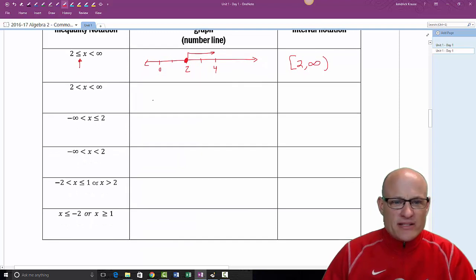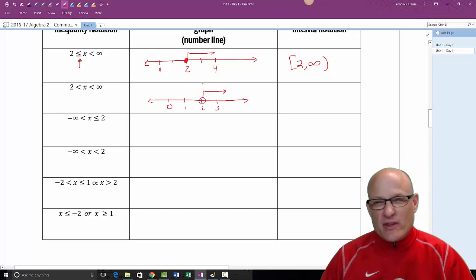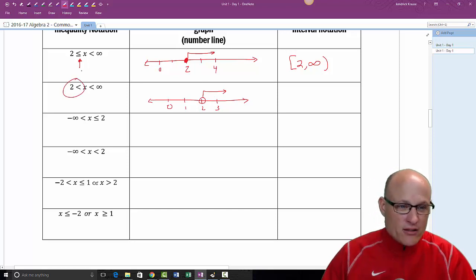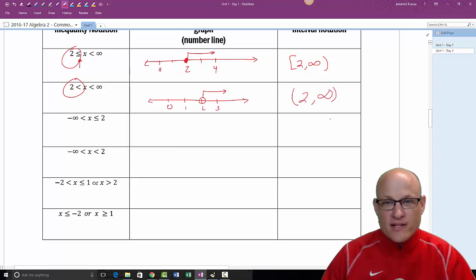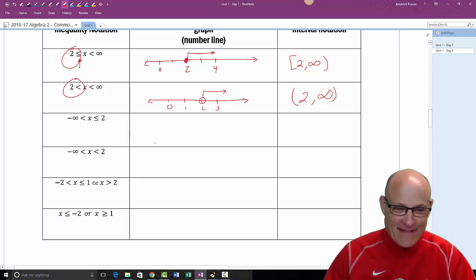All right, this one's going to be almost the exact same thing, except this time on the 0, 1, 2, 3, on the 2, we're going to put an open circle, still going to the right. The only difference between these two graphs is right here. One says equal to, one says not equal to. So this should be parenthesis 2 comma infinity and beyond. Just got to say that.